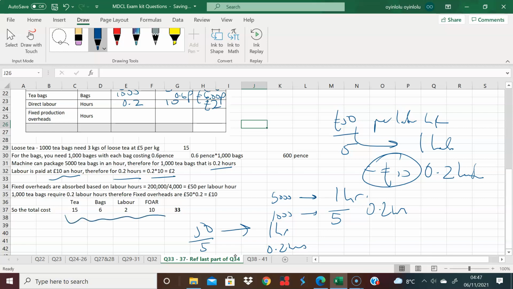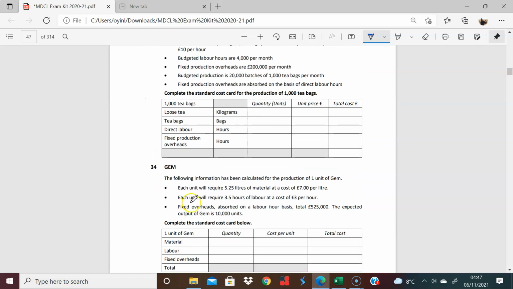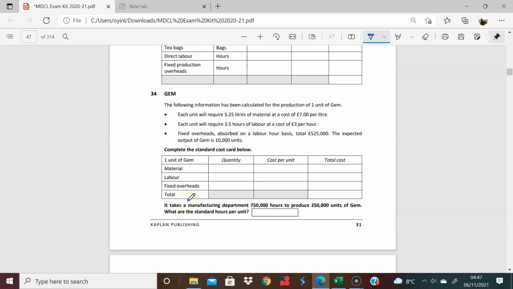My total cost is the addition of all three, and I get £33. I've written here a reference to the last part of question 34. Let me see what is going on with question 34. It takes the manufacturing. Now that you know you have the standard costs, you can then apply that to what you're doing.